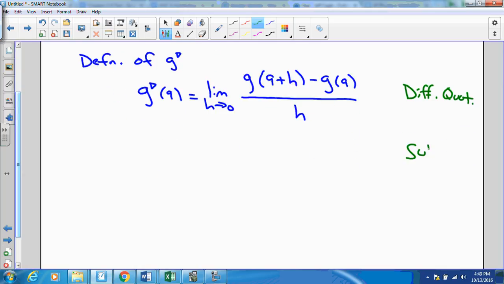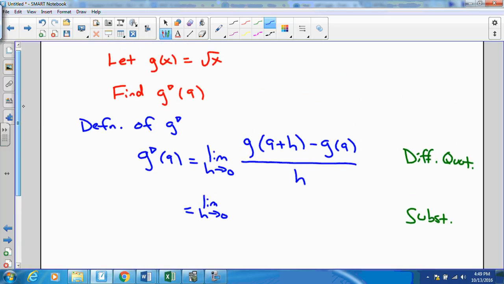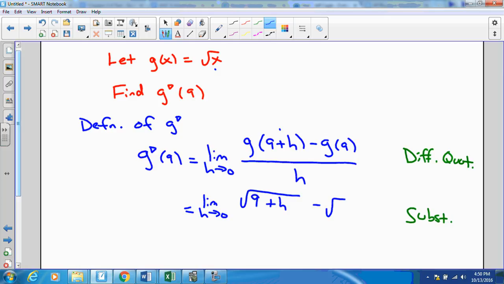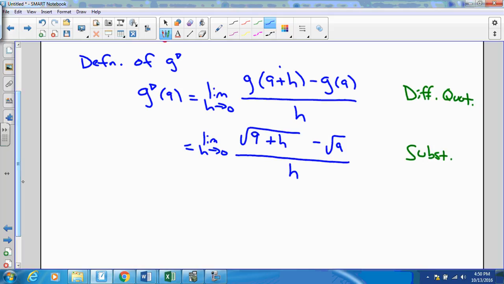Now that I've set up the difference quotient, I can substitute into it. Because g of x is equal to the square root of x, g of 9 plus h will be the square root of 9 plus h. And g of 9 will be the square root of 9, which is, of course, 3. And all of that is divided by h. At this point, the substitution is done. The only thing left is to evaluate.